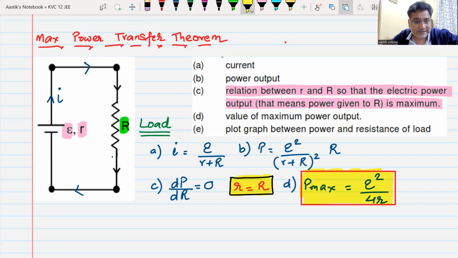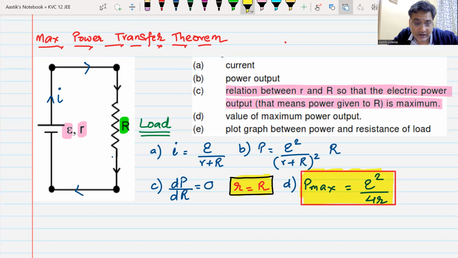So do we understand this? Yes or no? Have you noted this down, everyone? Yes or no? Yes, sir. Then we move ahead, sir.